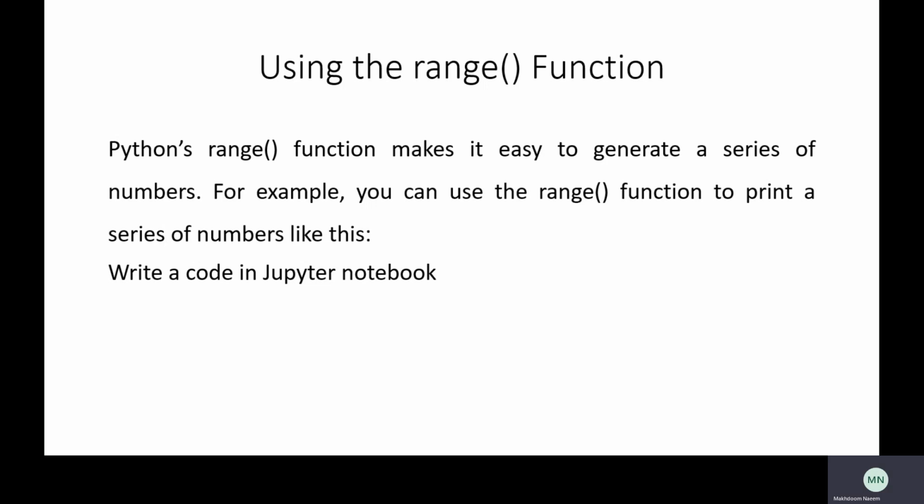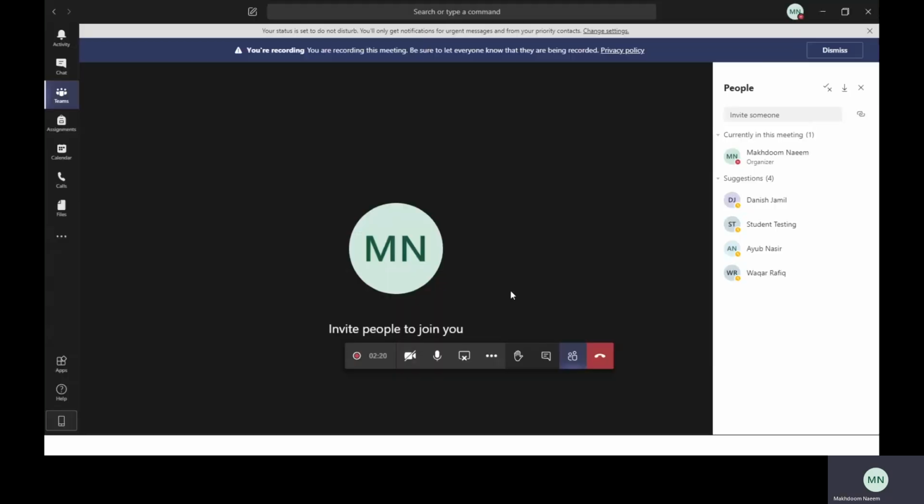Now using the range function. Python's range function makes it easy to generate a series of numbers. For example, you can use the range function to print a series of numbers like this. Now, write a code in Jupyter to see how it works. Go to the Jupyter interface. Here we write a code of how to use a range function.